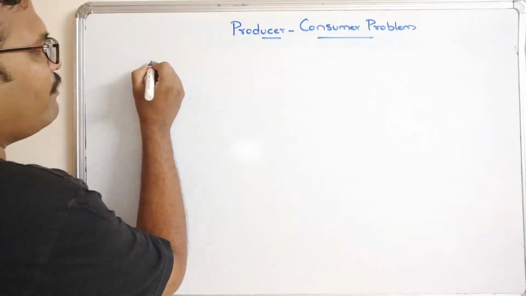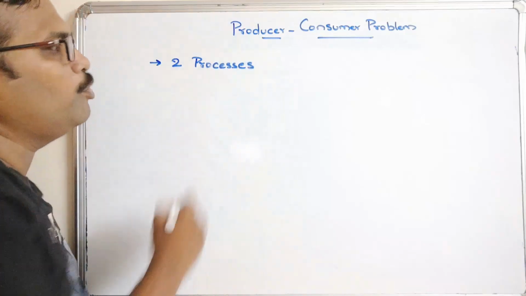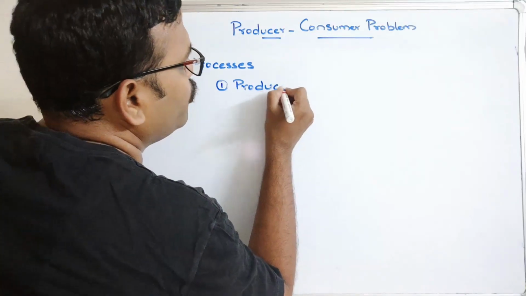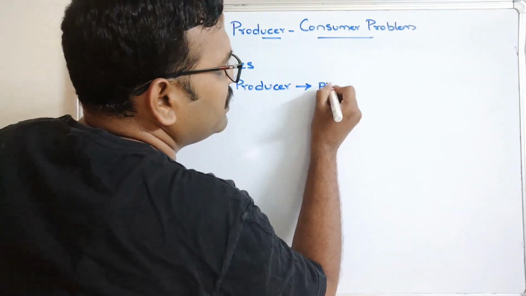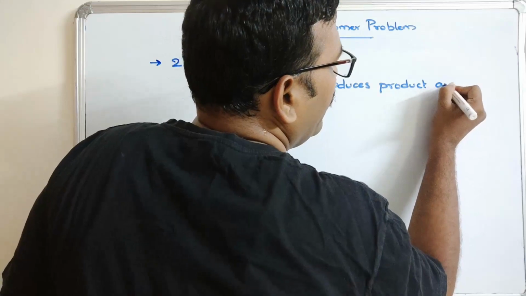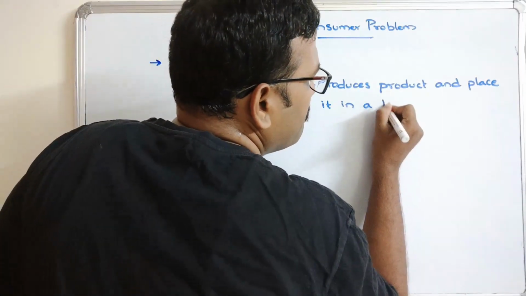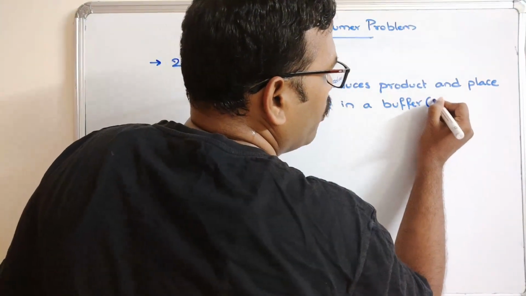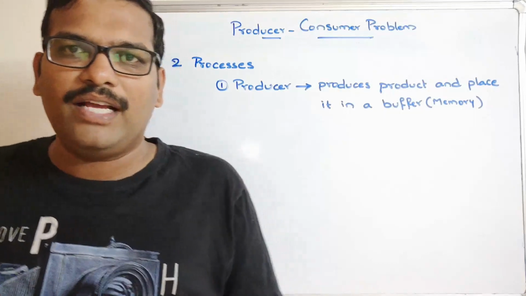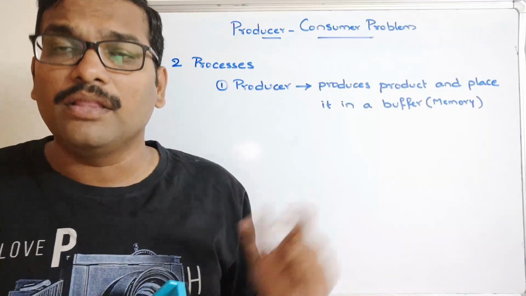Here we have two processes. Let me explain this one. One is called a producer, which produces a product and places it in a buffer. We call it memory. So the work of a producer is always to produce products and place those products in a buffer, that we call a memory.